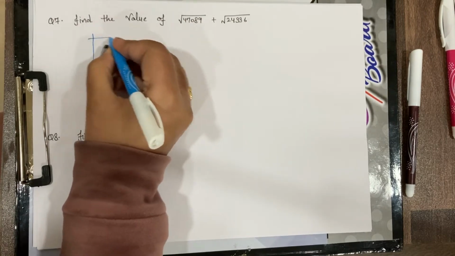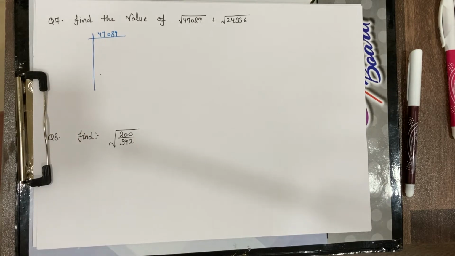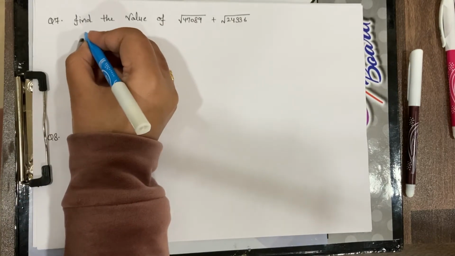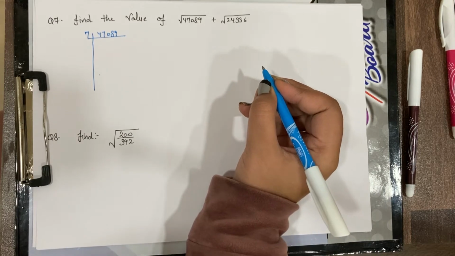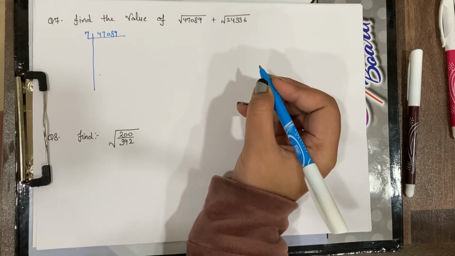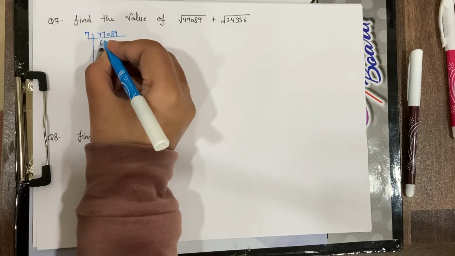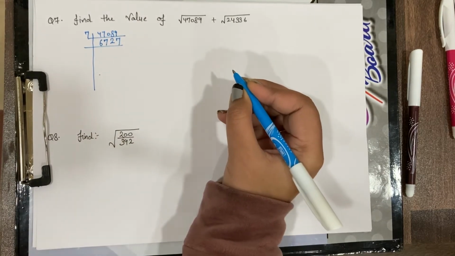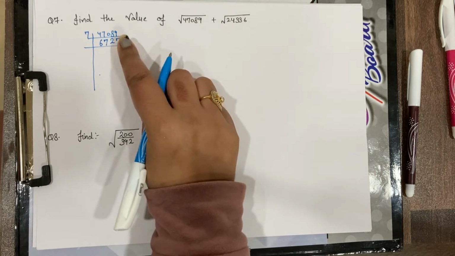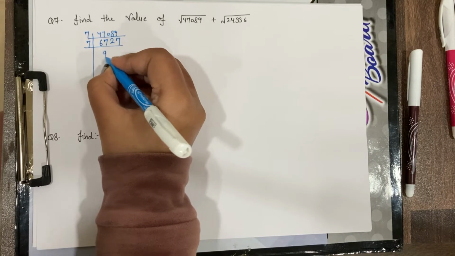The number is 47,089. The very first prime factor of this will be 7. It is not divisible by 2, 3, 5. So the very first prime factor is 7. When you divide it, you will get 6,727. Again, find a prime factor of this, and that will be again 7. It becomes 961.